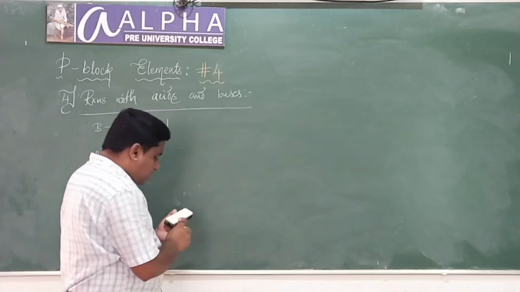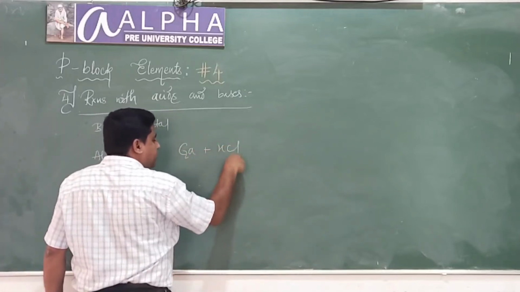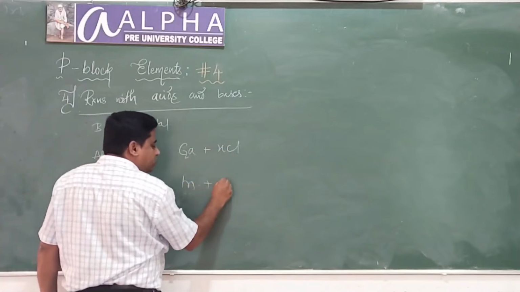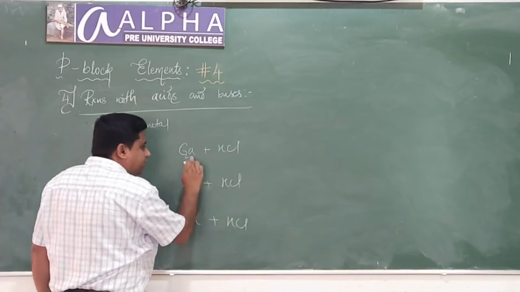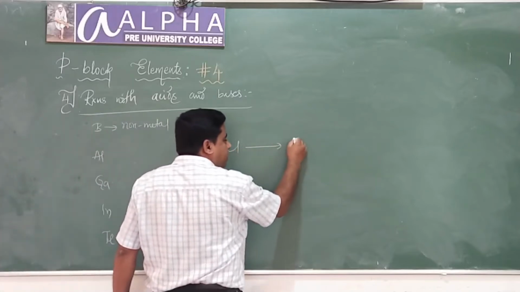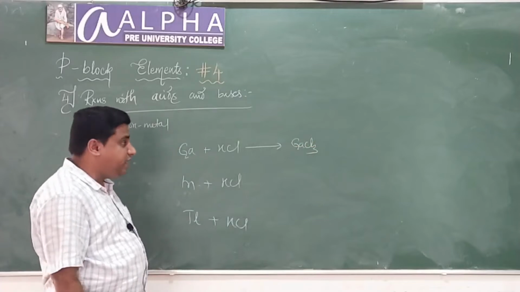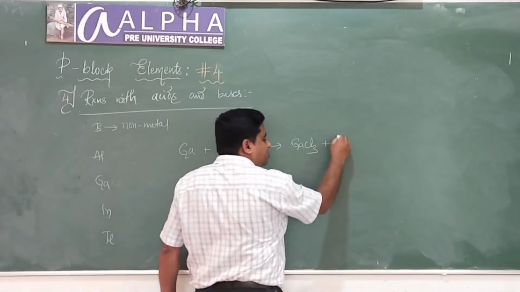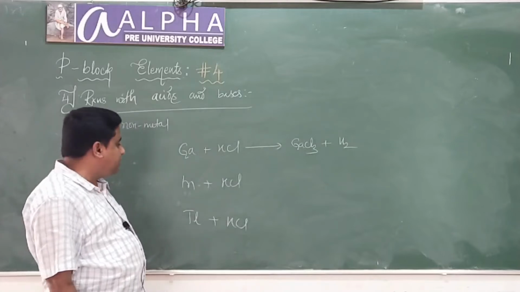Yes, okay. So how does gallium react with HCl? How does indium react with HCl? And how does thallium react with HCl? Gallium reacts with HCl to form gallium chloride of the type GaCl3, and it liberates hydrogen gas, isn't it? It liberates which gas? Hydrogen gas.